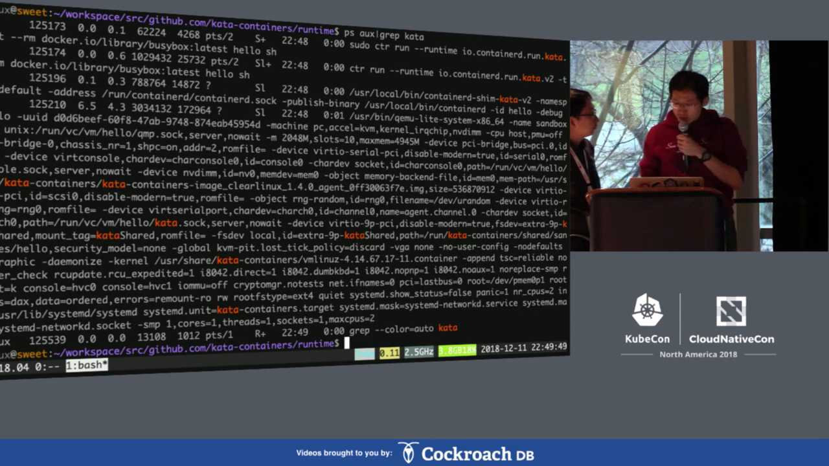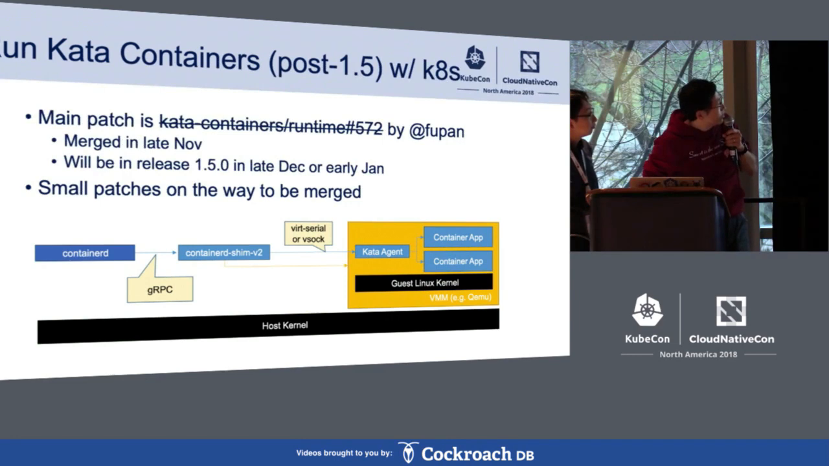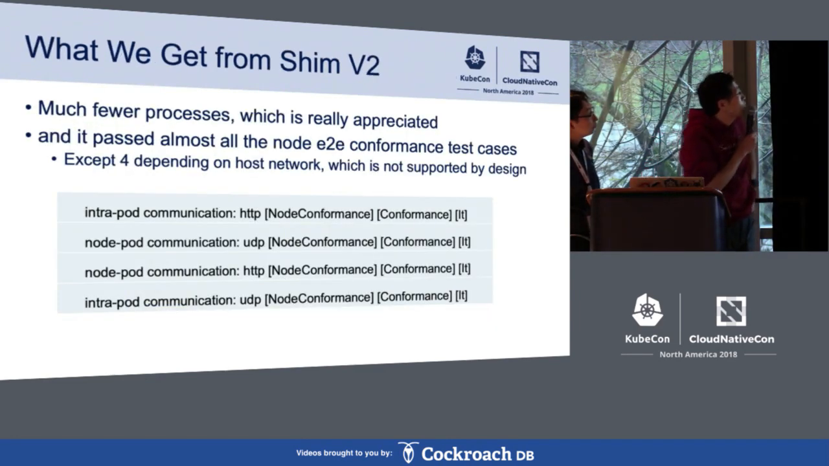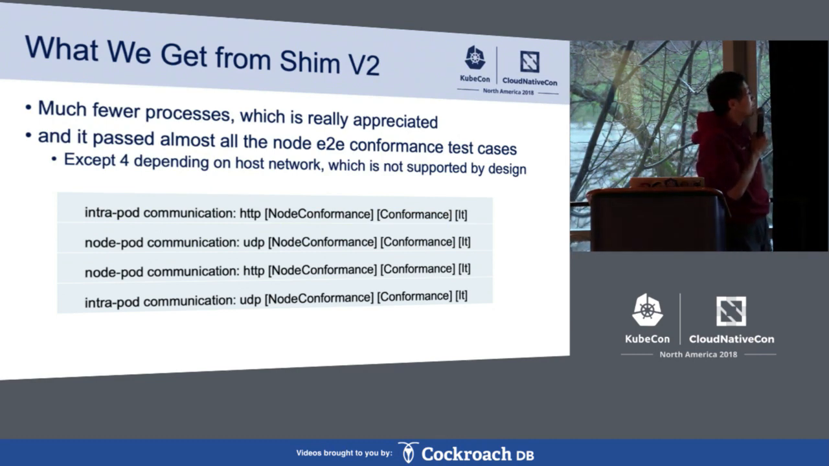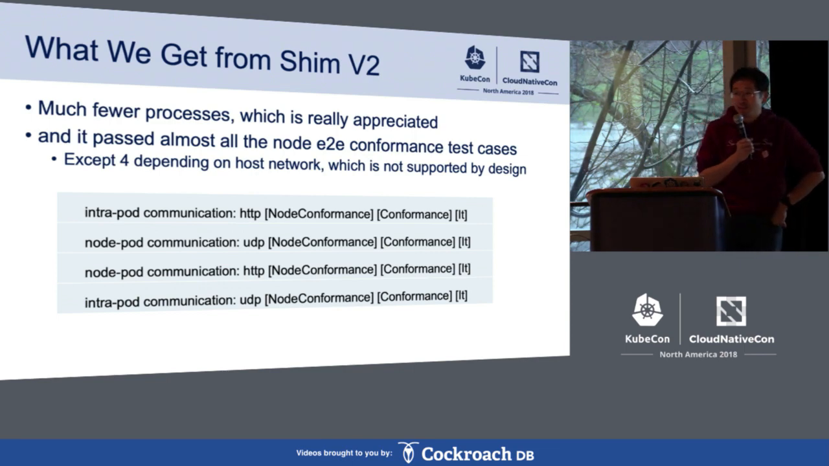I will do something more, and before that I will tell you some new facts. What we could get from the shim v2: firstly, we have much fewer processes, and this is really appreciated. Almost everyone likes this feature. Nobody likes too many shims.